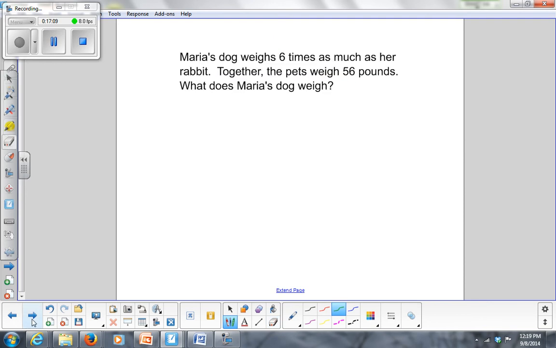No, we have two more. Okay, Maria's dog weighs 6 times as much as her rabbit. Together, the pets weigh 56 pounds. What does Maria's dog weigh? Now we've got rabbits and dogs and all kinds of stuff.